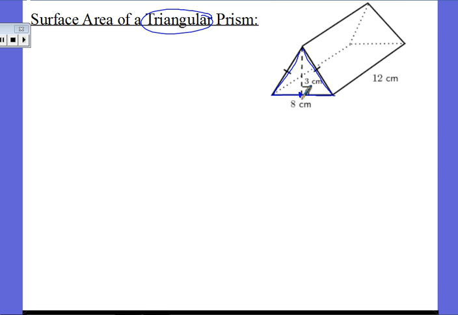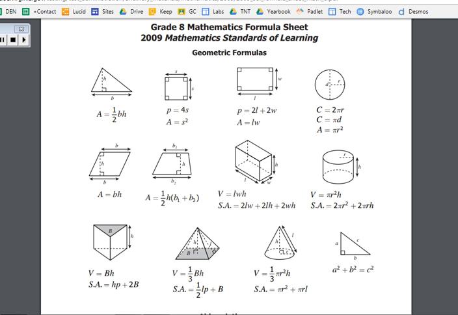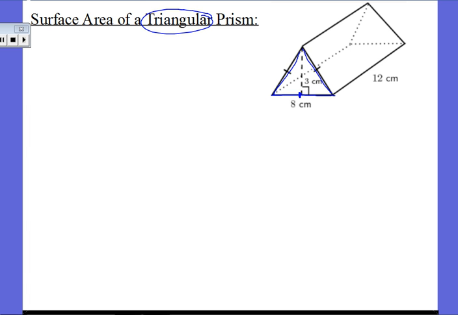If you're having trouble seeing the mark at the bottom, go ahead and make it darker. You've got an equilateral mark right there. So the surface area for a triangular prism, if we take a look at our formula sheet, is SA equals H times P plus 2B. So SA equals H times P plus 2B.